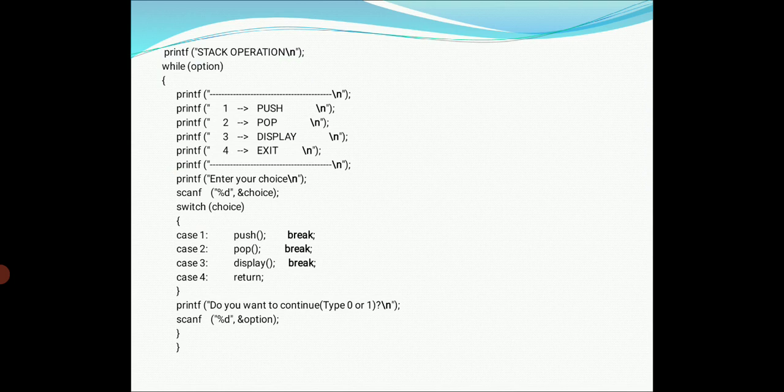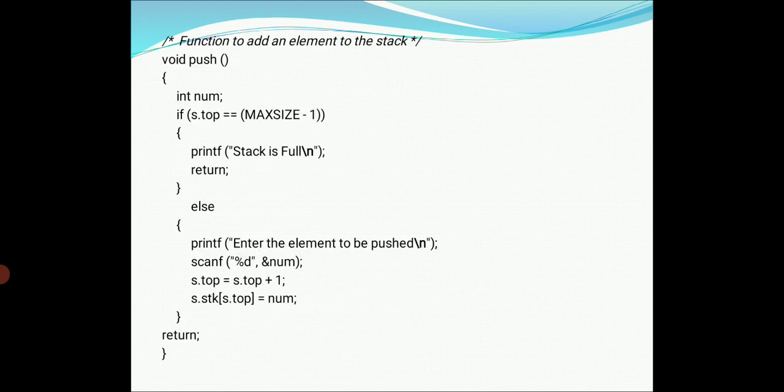Then the scanf, that is percentage of t, we have to choose 0 or 1. Then bracket close, and the main function is also closed. So here the functions push, pop, display, these are all the functions defined here. So this is a function for the push operation, this is the definition of the push operation function.